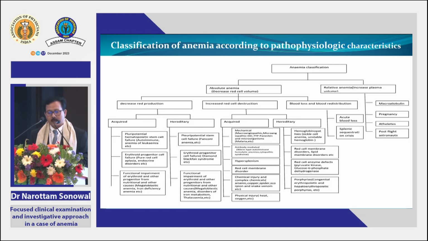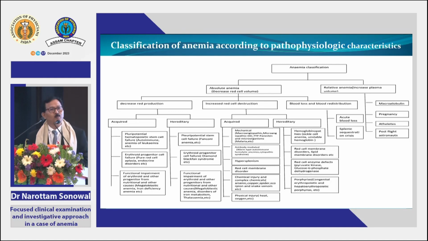In other groups, they have erythroid progenitor cell failure. Here it may be due to pure red cell aplasia or endocrine disorders. Then in the acquired group, there is functional impairment of erythroid and other progenitor cells, with megaloblastic features and iron deficiency. In the hereditary group, if it is due to pluripotent hematopoietic stem cell, there is Fanconi anemia, and second is erythroid progenitor failure. We may get Diamond-Blackfan syndrome, and the functional causes are megaloblastic anemia, iron deficiency and thalassemia.